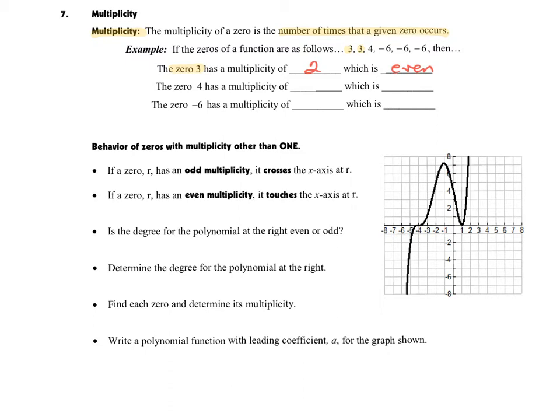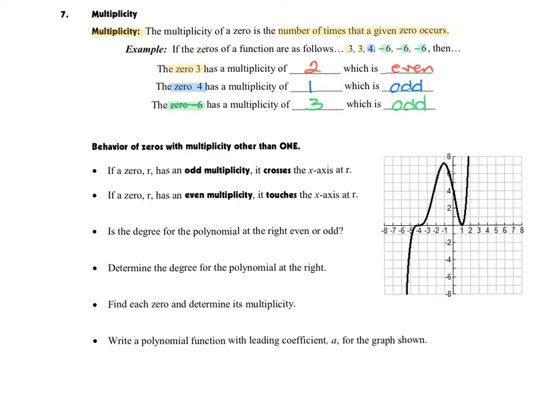Next, I can look at my zero of 4, and I can see that 4 has only occurred 1 time, and 1 is an odd number. So my zero of 4 has an odd multiplicity. Lastly, I can look at my zero of negative 6, and I can see that that zero has been repeated 3 times. 3, of course, is an odd number, so my zero of negative 6 has an odd multiplicity.